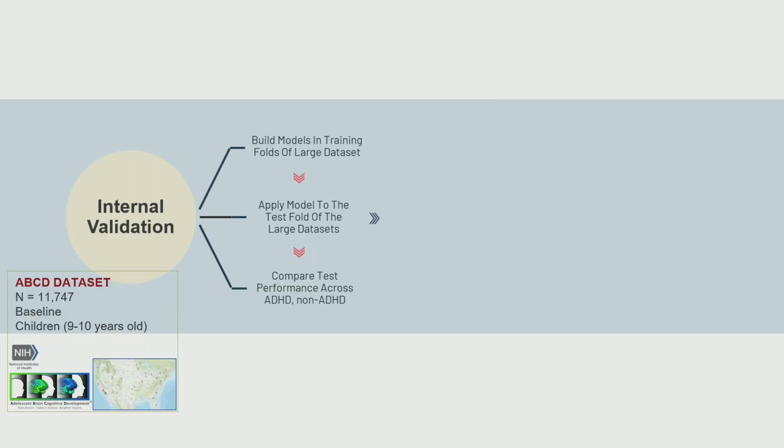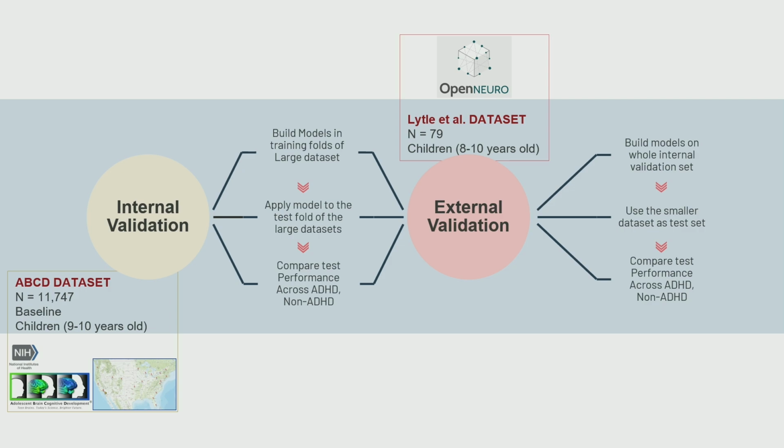So to do this, for the internal validation, we used ABCD baseline data that is collected from 21 locations or sites across the US. And we build models on the training folds of this data set and then apply them to the test folds and then compare the test performance between ADHD and non-ADHD children. And then we used another smaller data set as our test set for external validation. And what we did is that we used some of the models that were trained in ABCD and directly applied them to this data set and then compared the performance between individuals with and without ADHD.